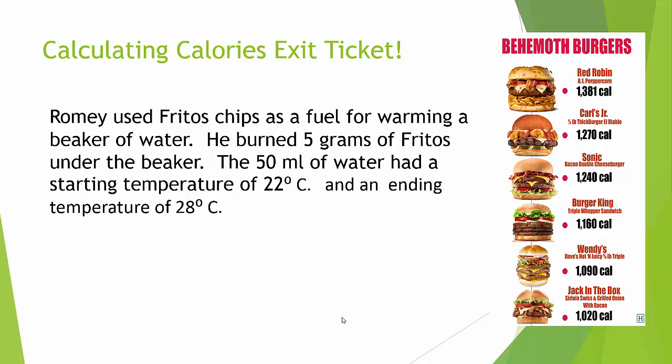This is going to be your exit ticket. This is the one you're going to have to turn in. So Romy used Frito chips as a fuel for warming a beaker of water. He burned 5 grams of Fritos under the beaker. The 50 milliliters of water had a starting temperature of 22 degrees and an ending temperature of 28 degrees. Calculate the amount of calories that Romy calculated for this particular investigation. You have 2 minutes.